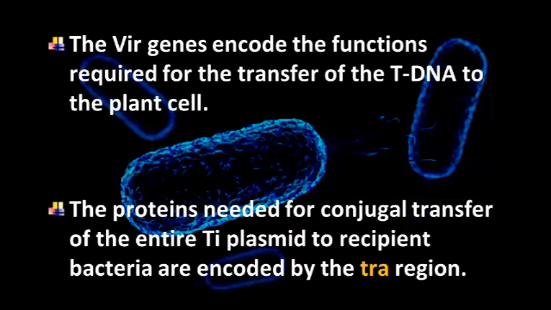Another region is the origin of replication. We know that plasmids are autonomously replicating extra chromosomes, so they have an origin of replication for undergoing replication.